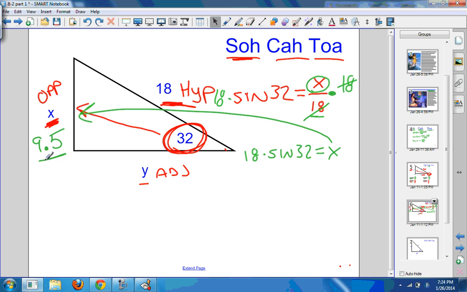So this side is equal to 9.5. And our hypotenuse is 18, so this side should be smaller than 18, right? So that answer makes sense for now.